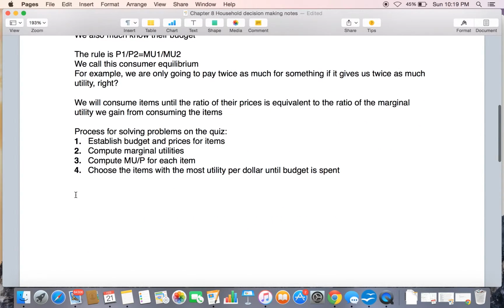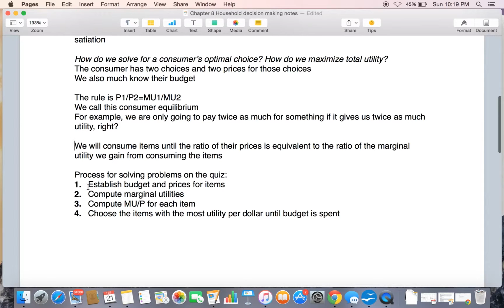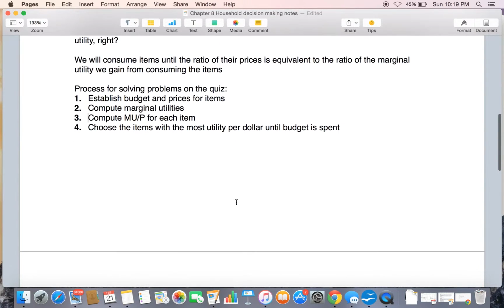So in trying to maximize total utility given a couple of options, their prices, and a budget, we need to first establish the budget and know the prices for the items. We'll then compute marginal utilities, compute the marginal utility per dollar for each item, which is the marginal utility over price, and choose the items with the most utility per dollar until our budget is spent.